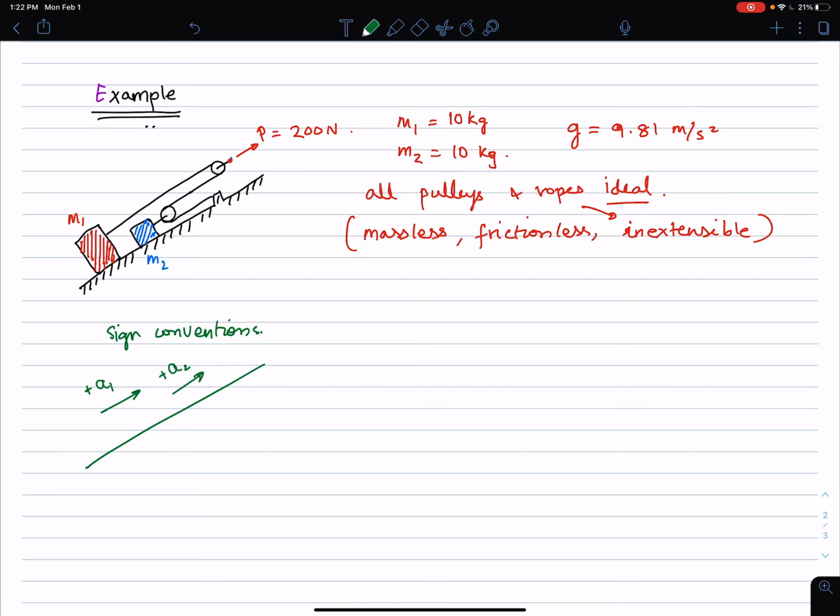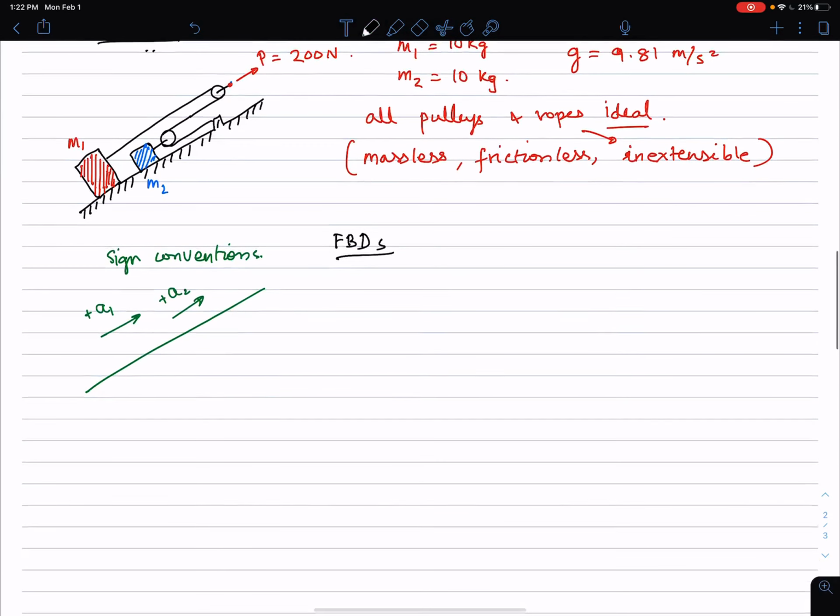Next, of course, draw free body diagrams. Let's draw the free body diagrams. I draw the slope with a dotted line because it's officially not part of the free body diagram. And then we have mass m1, like so, which has normal reaction N1, gravity m1g, and then some tension T1, let's say, up the slope, okay?